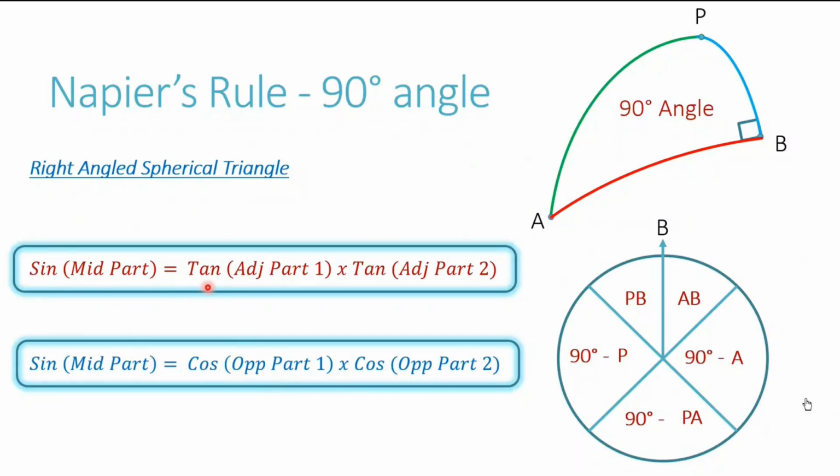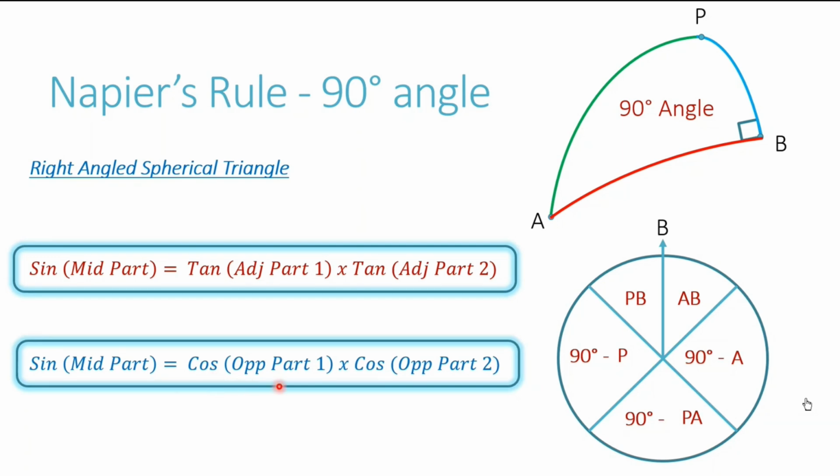So depending upon which formula you are using, depending upon which parts are available to you, if adjacent parts are available, you know I have to use the tangent formula. If opposite parts are available, you know I have to use the cos formula. A very, very easy way to remember it.